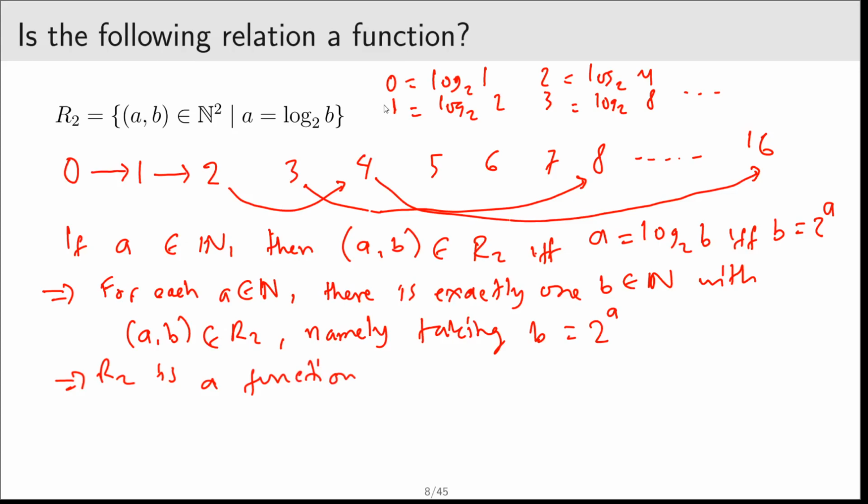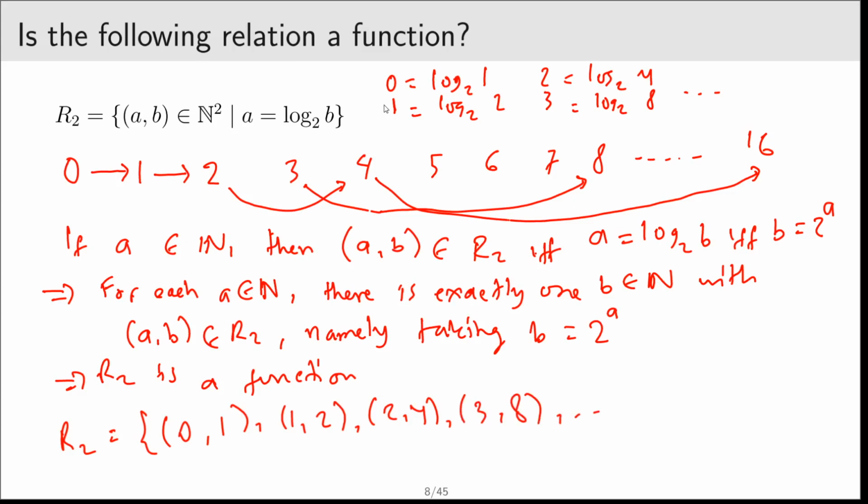You could also see that if you list the elements of R2, then essentially R2 is actually (0, 1), (1, 2), (2, 4), (3, 8), and so on. So R2 is a function.